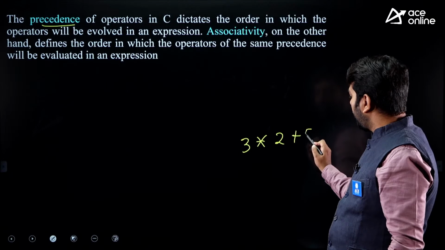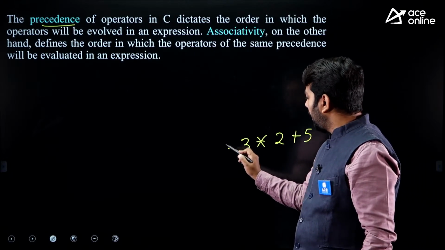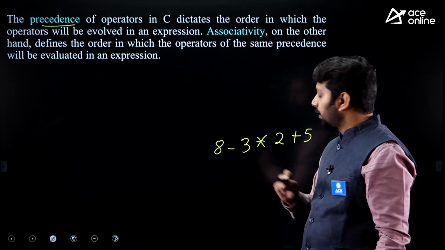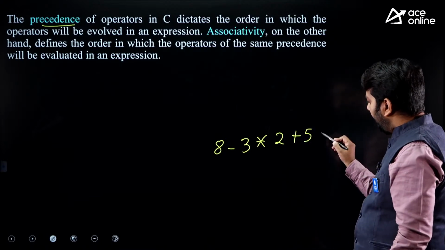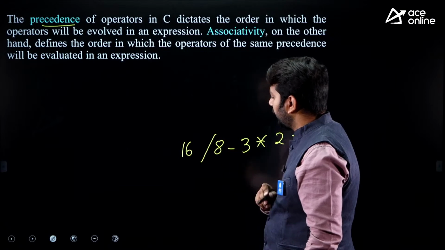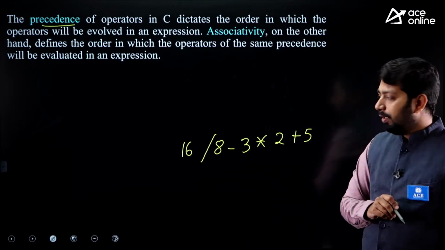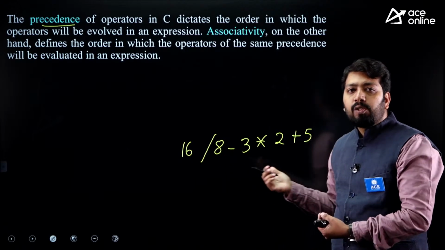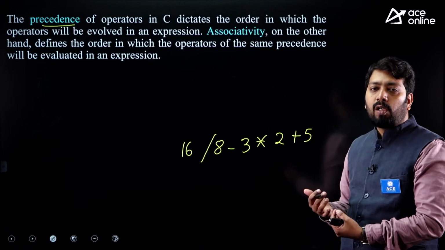3 multiply 2 plus 5 minus 8, and that is divided by 16. Fine. Now, how should we solve it?